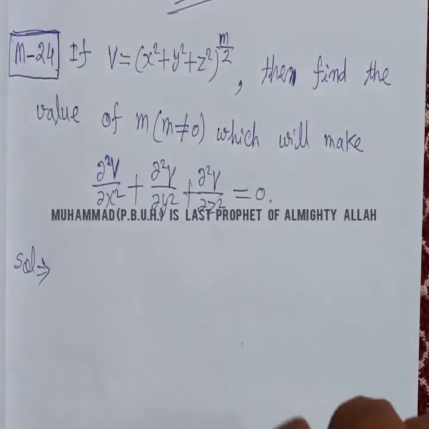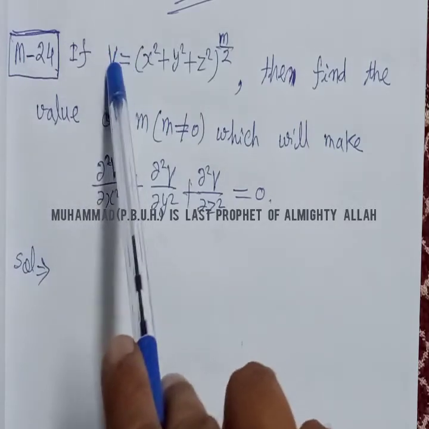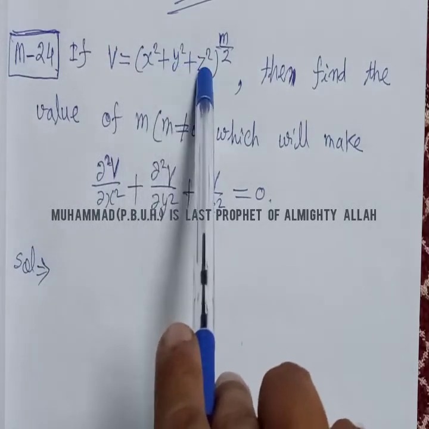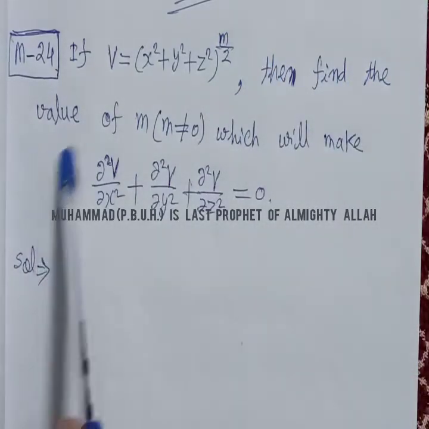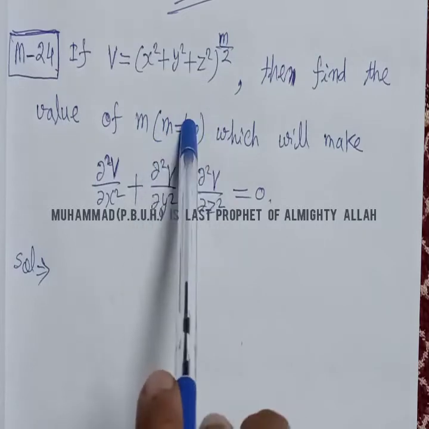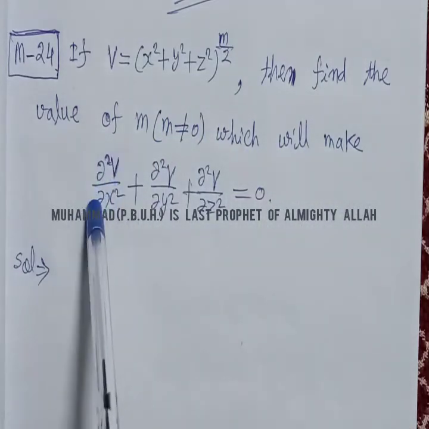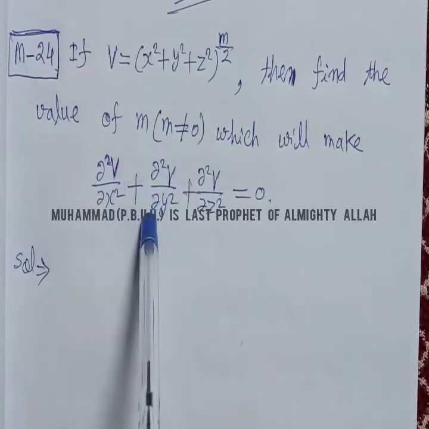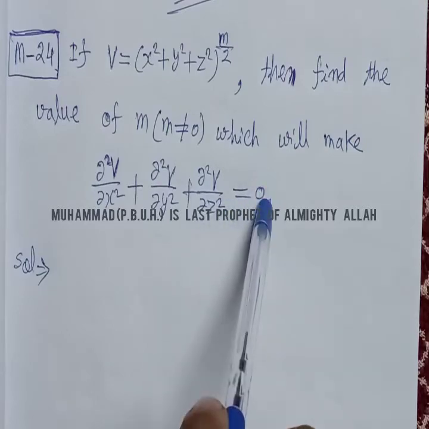This problem is related to the chapter partial differentiation of differential calculus. If v is equal to (x²+y²+z²) whole power m by 2, then find the value of m, where m does not equal 0, which will make del²v over del x² plus del²v over del y² plus del²v over del z² equal to 0.